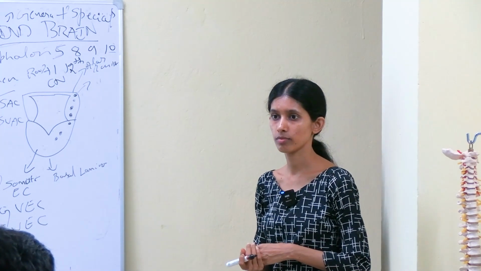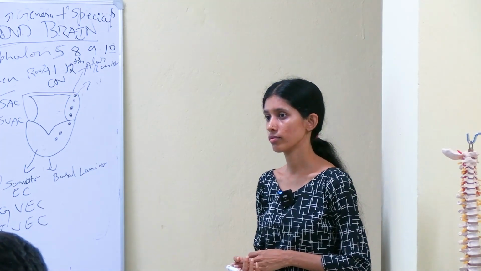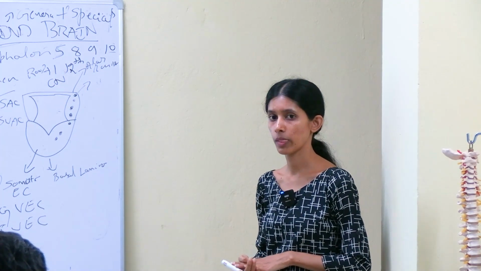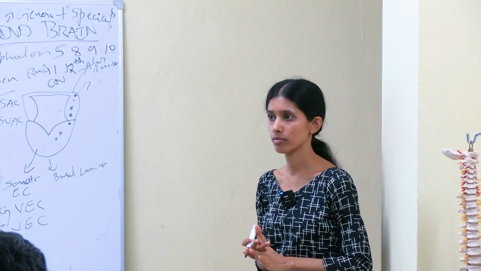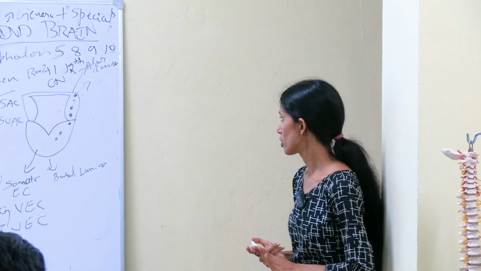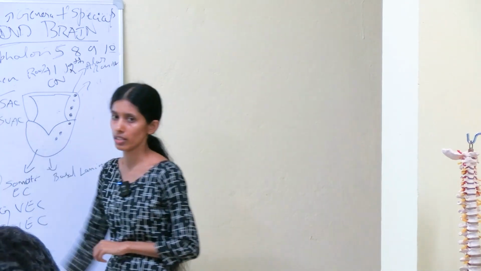Okay, 8th. Vestibulocochlear. 9th one? 10th, 11th, 12th. Okay, fine. So regarding the cranial nerves and also the columns, we will discuss in the next class.